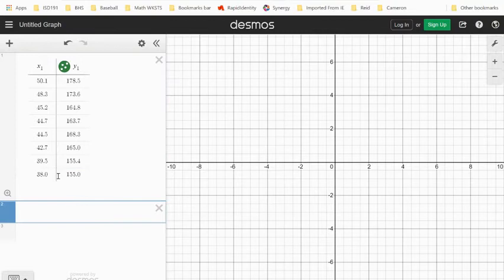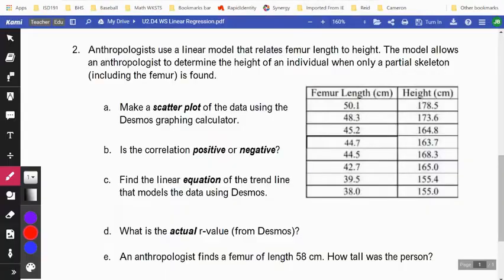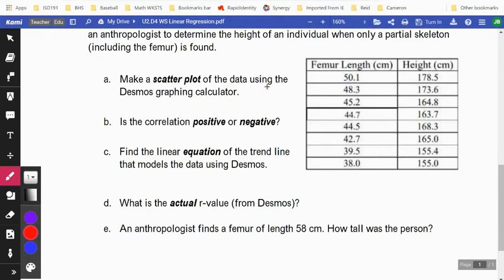All right, things look good. You can see my data if I hit the zoom fit button. I can see a definite positive trend here. It's trending upward again. So let's go to our assignment and mark positive. So A is done, B is done. Part C and D. C is the equation, part D is the actual R value.